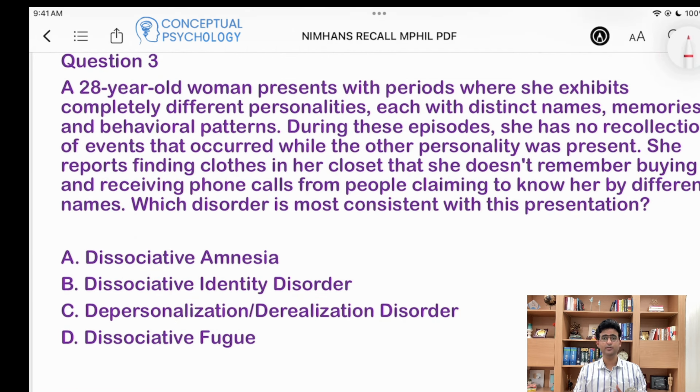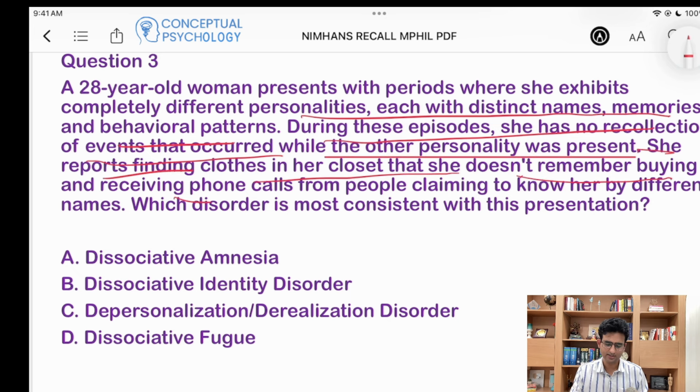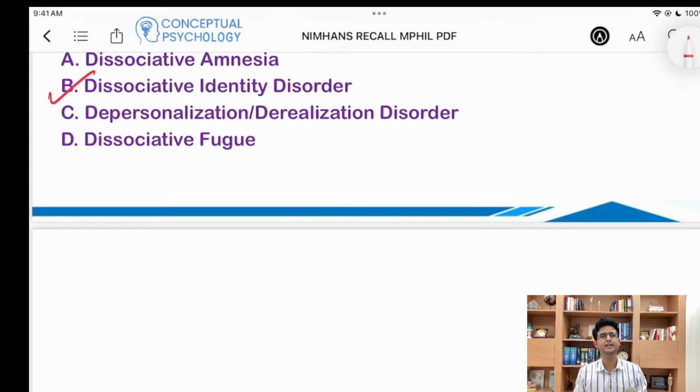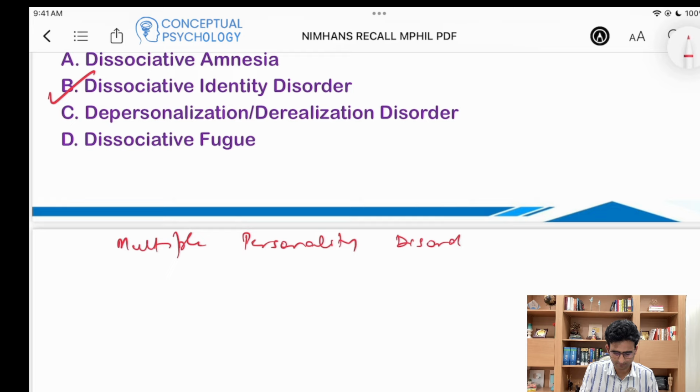A 28-year-old woman presents with periods where she exhibits completely different personalities, each with distinct names, memories, and behavioral patterns. During these episodes, she has no recollection of events that occurred while the other personality was present. She reports finding clothes in her closet that she didn't buy, receiving phone calls from people claiming to know her by different names. What is this? I think it's as simple as that. This is DID, Dissociative Identity Disorder, also called as MPD, Multiple Personality Disorder.